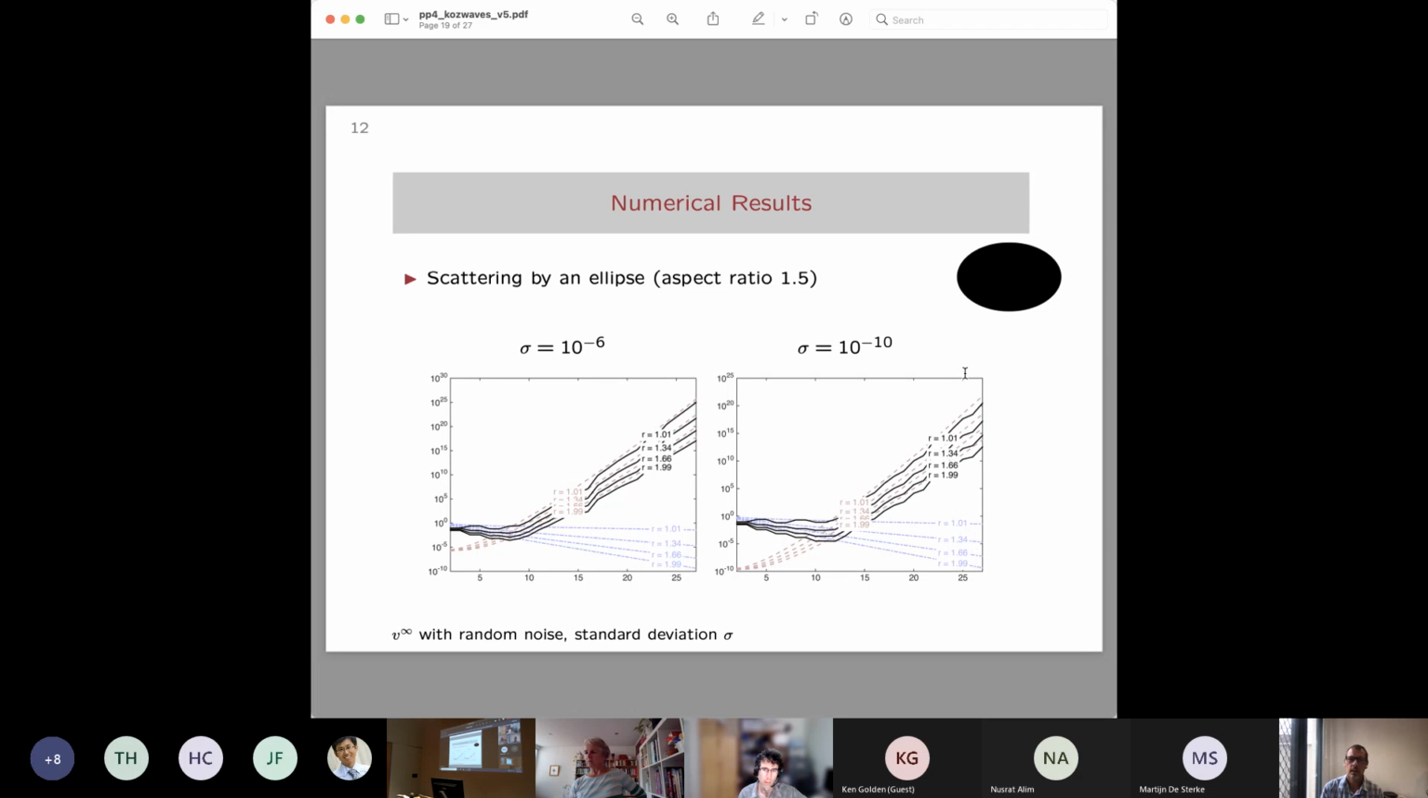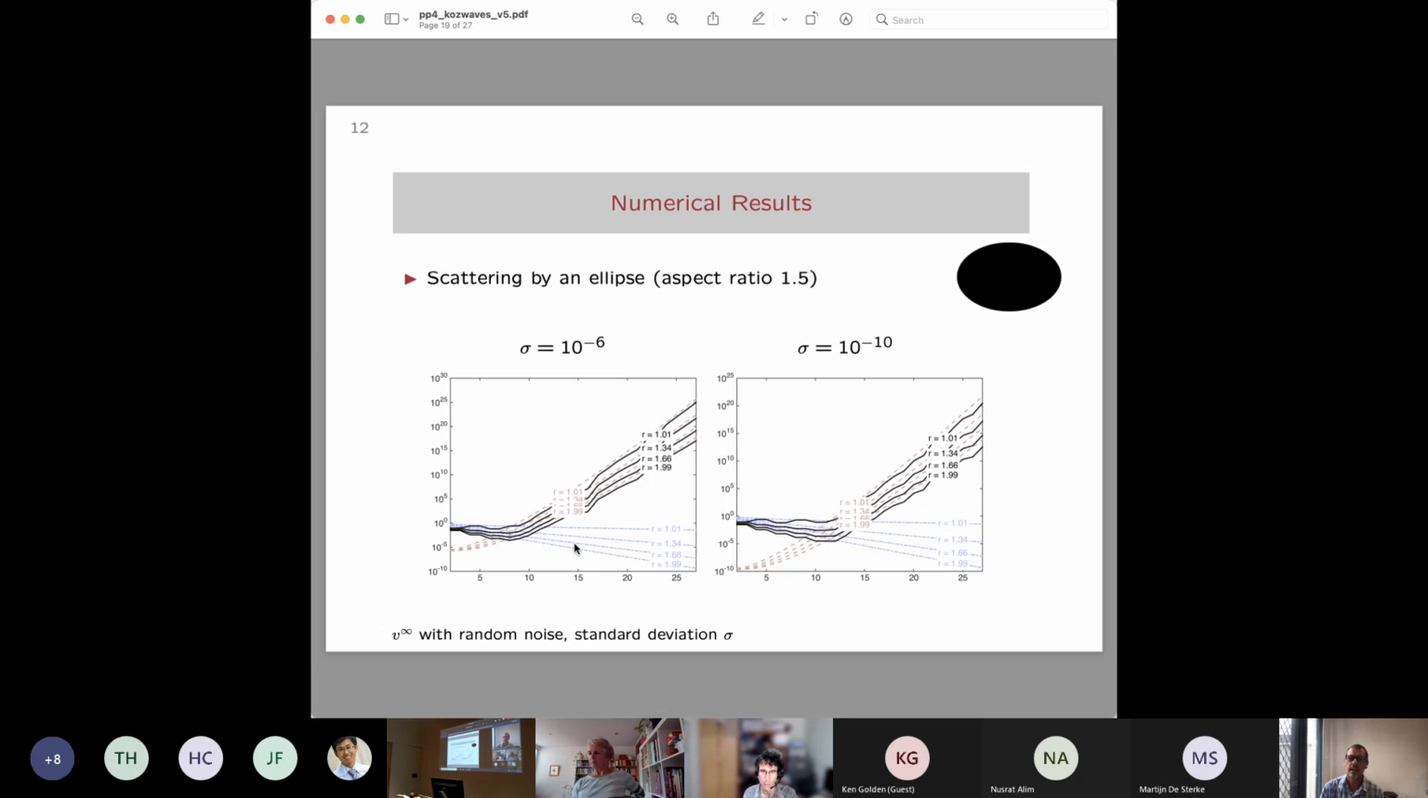These are results for scattering by an ellipse. Let's look at the left picture first. This is N on the bottom and the error on the y-axis. The blue lines are the blue bound evaluated for different R's, for X with a different distance from the origin. You'd expect that these have negative slope. Their error goes down as N increases. And the pink lines come from that pink bound, the second bound, and these show the amplification by the Hankel functions. And the solid black lines are numerical results.